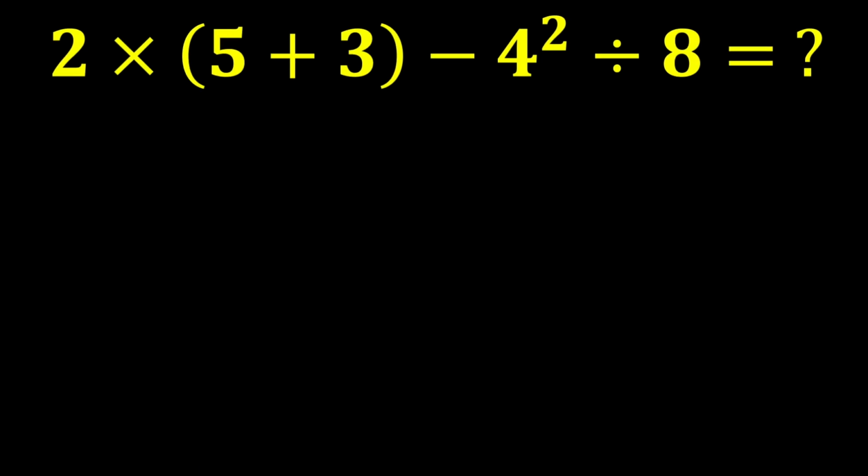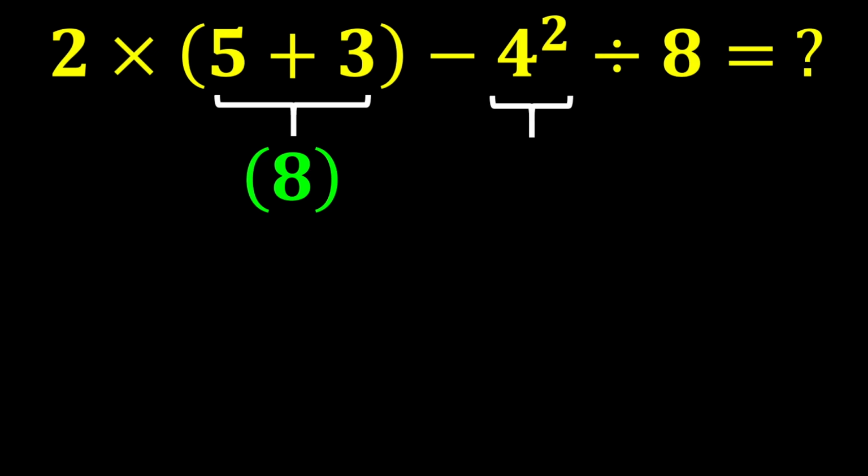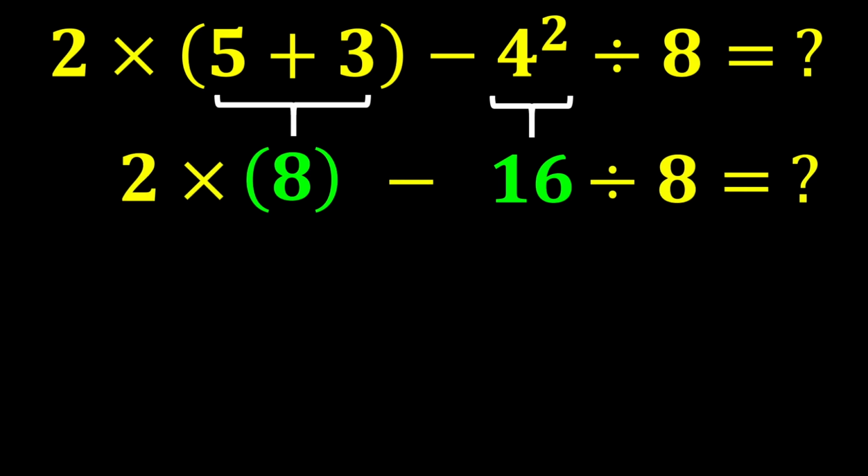According to PEMDAS, we first calculate the parentheses. 5 plus 3 gives us 8. Then we calculate the exponents. 4 to the power of 2 is equal to 16. The expression then becomes 2 times 8 minus 16 divided by 8.